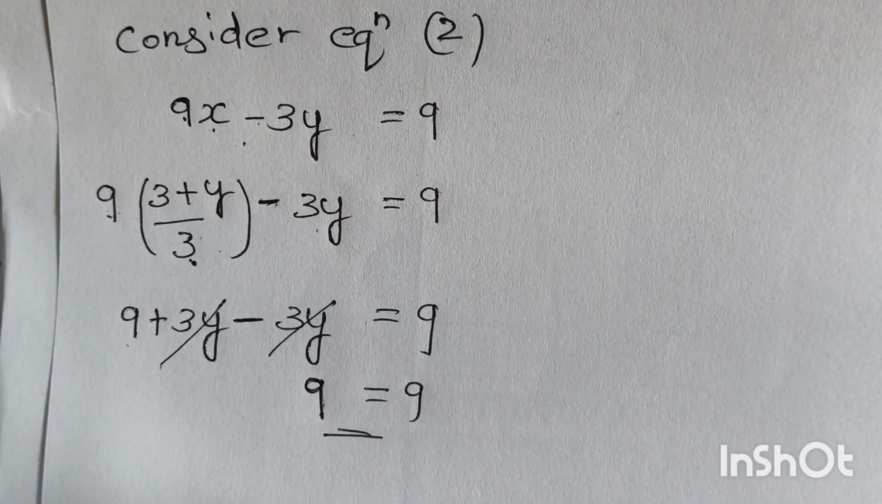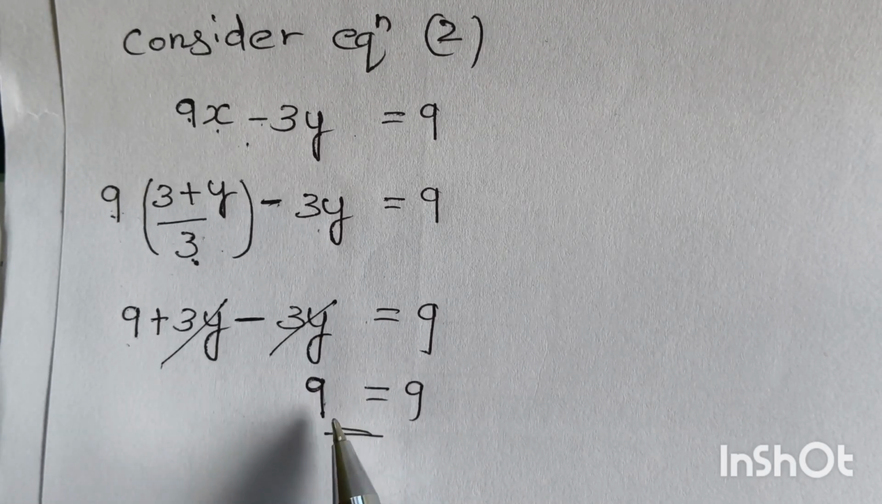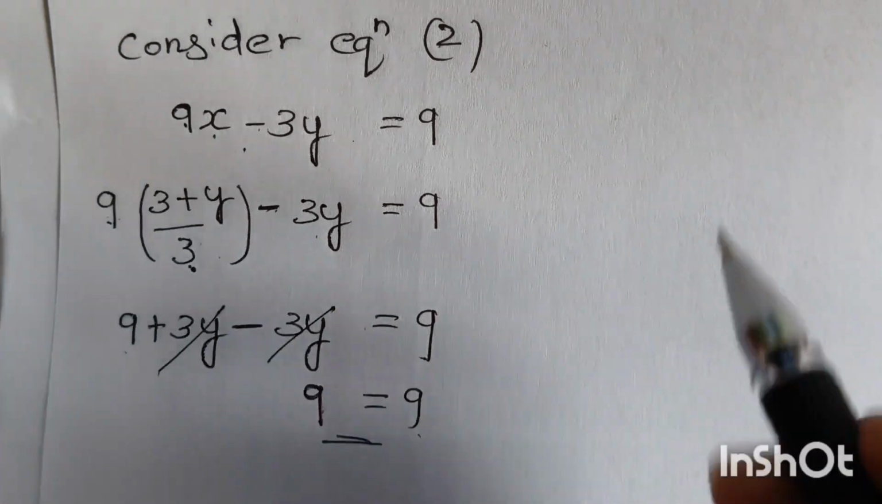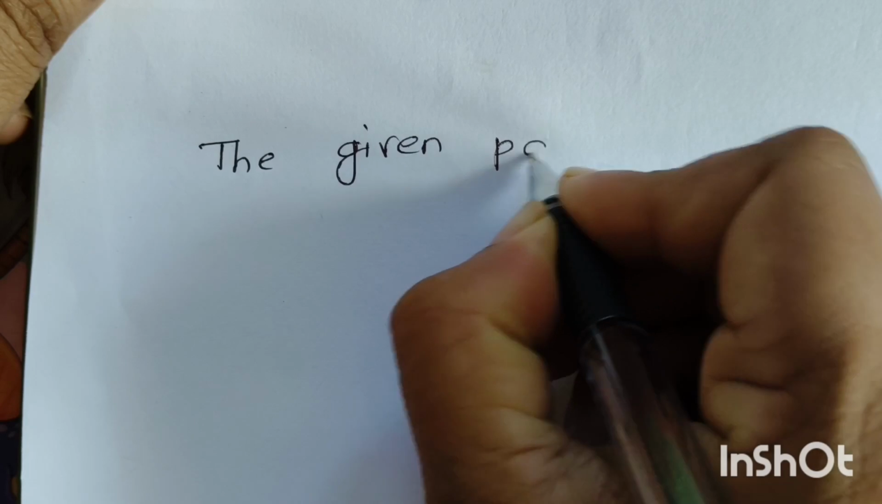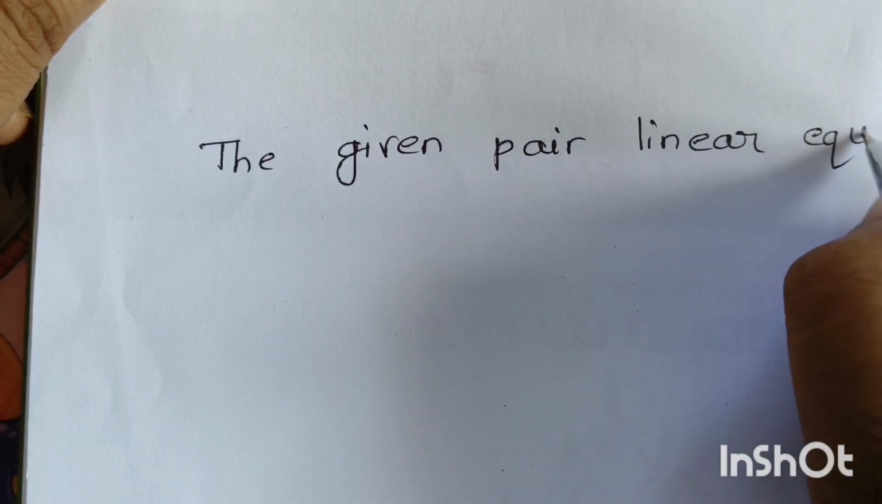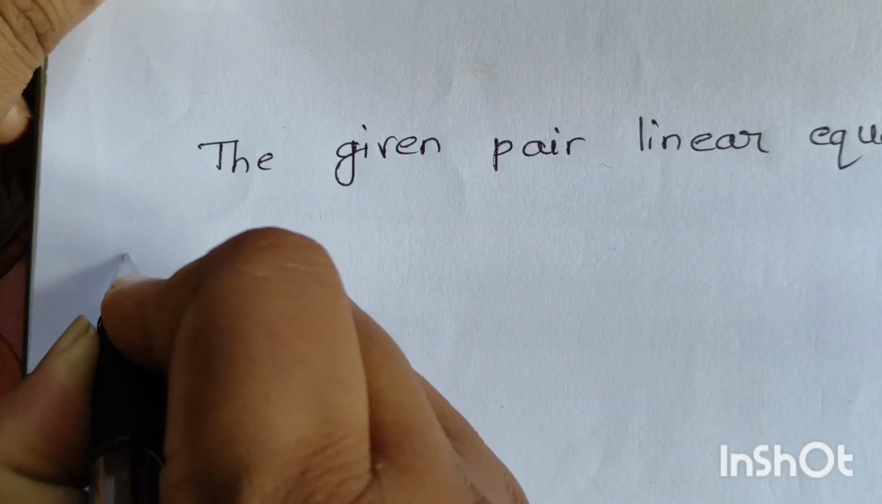Now look at this. This problem is something different. Here the variables will get cancelled and you will get 9 is equal to 9. Right? If you get like this, then you can say that the given pair of equations has infinitely many solutions. What you can write? You can write that the given pair of linear equations has infinitely many solutions.